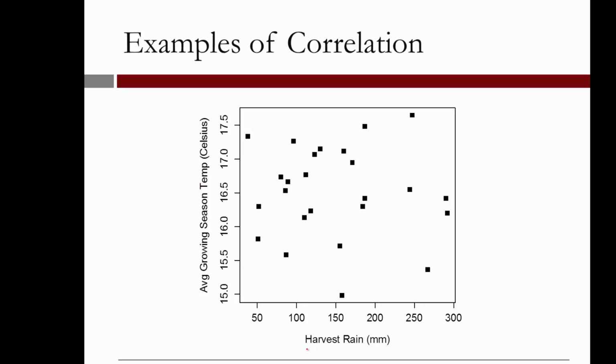This plot has harvest rain on the x-axis and the average growing season temperature on the y-axis. It's again hard to visually see a linear relationship between the two variables, and it turns out that the correlation is -0.06, even closer to 0 than before.